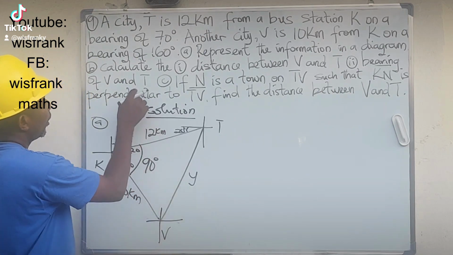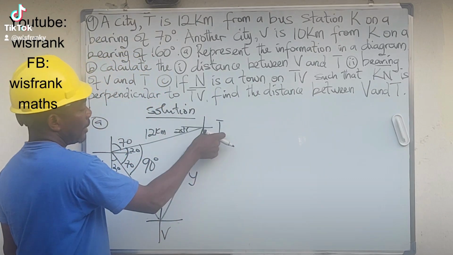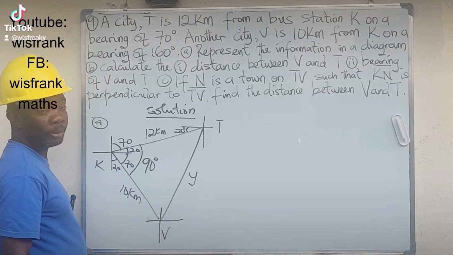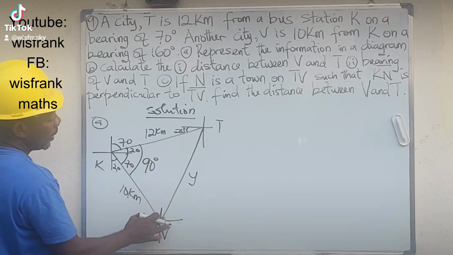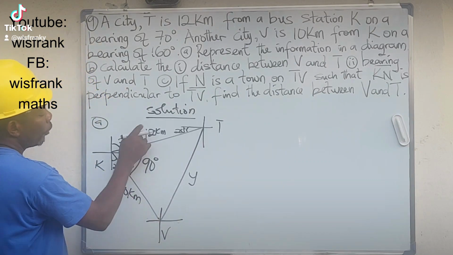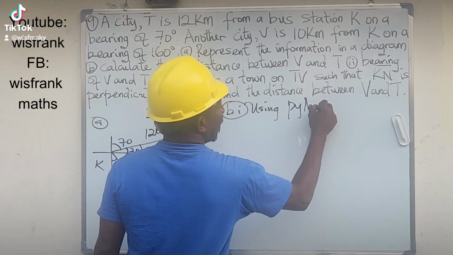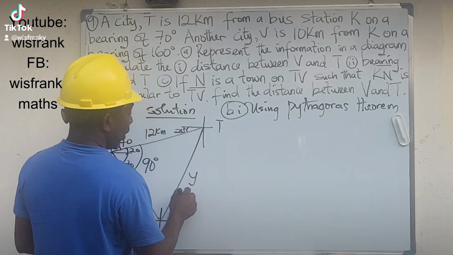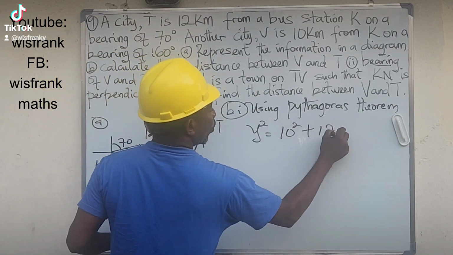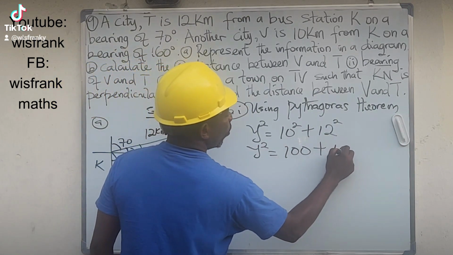The next one is for us to calculate the distance between V and T. So how do we calculate that? We are going to use a particular theorem. This is the longest side, and the square of the longest side equals the sum of the squares of the other two sides. So using Pythagoras theorem, we have y squared equals 10 squared plus 12 squared. In this case, y squared equals 100 plus 144.